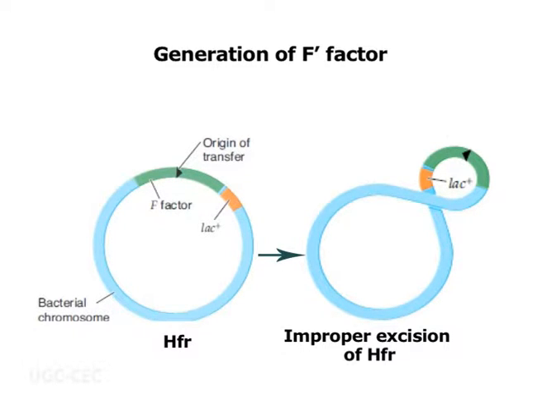It means that the plasmid, if it gets excised improperly, will take some part of the bacterial genome along with it during the excision process. And such an improperly excised plasmid is called an F prime plasmid. So what is an F prime plasmid? It is the F plasmid plus some genes of the bacterial origin from where it has excised improperly.